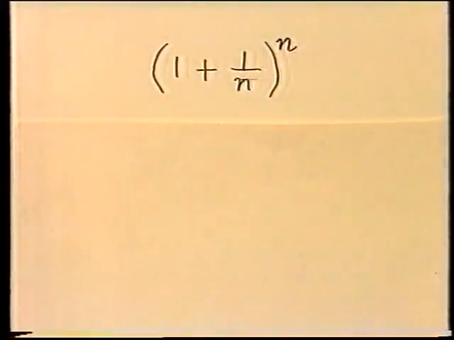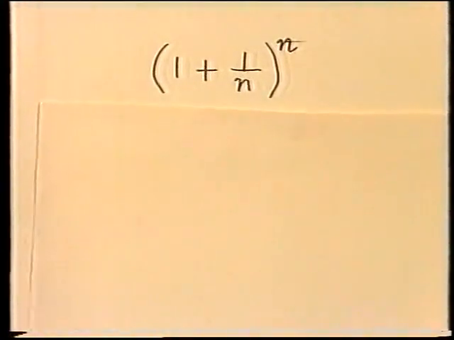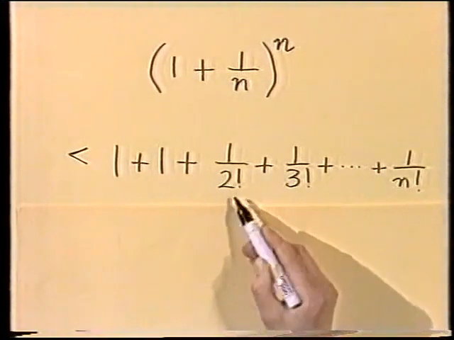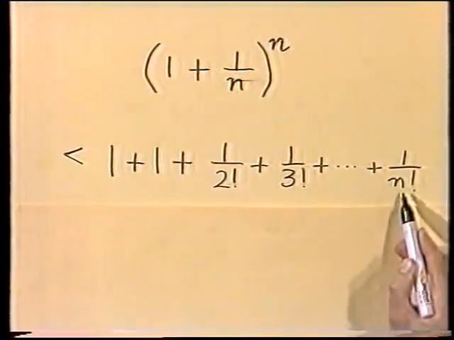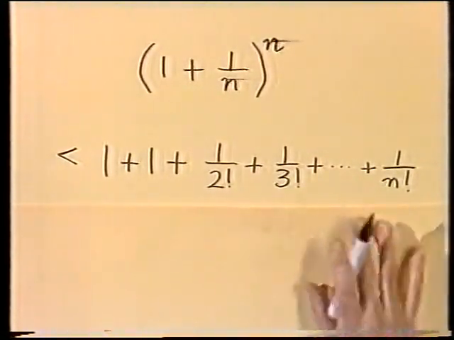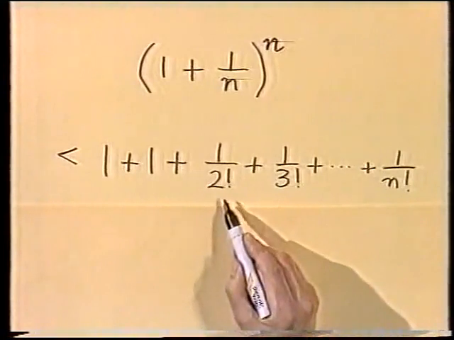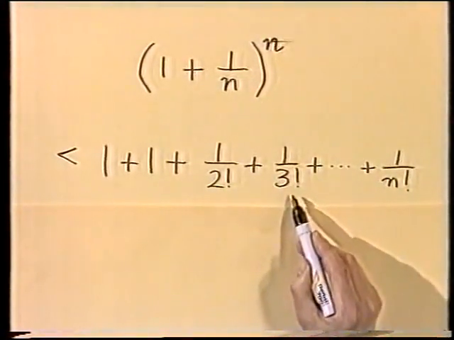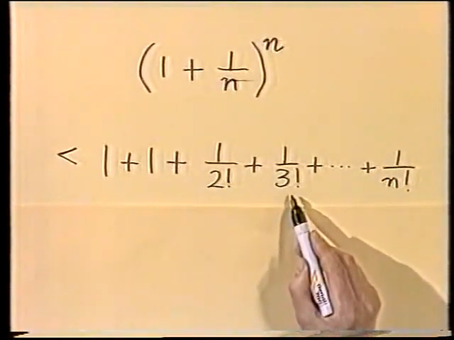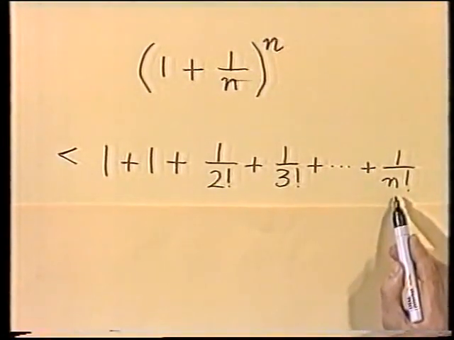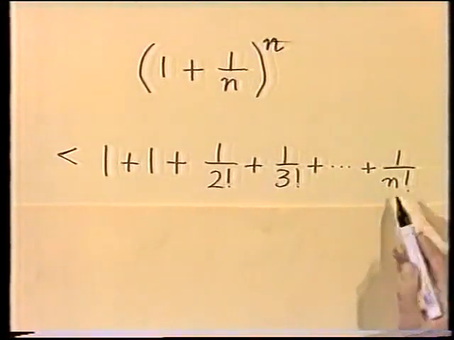So we find that (1 + 1/n)^n is less than 1 plus 1 plus 1 over 2 factorial plus 1 over 3 factorial, and so on, up to 1 over n factorial. Well, how can we get an upper estimate for this? 1 over 2 factorial is just a half. 1 over 3 factorial is 1 over 3 times 2. And that's certainly less than 1 over 2 times 2, or 1 over 2 squared. In the same way, we can replace each of these denominators by a power of 2. And this is what we get.